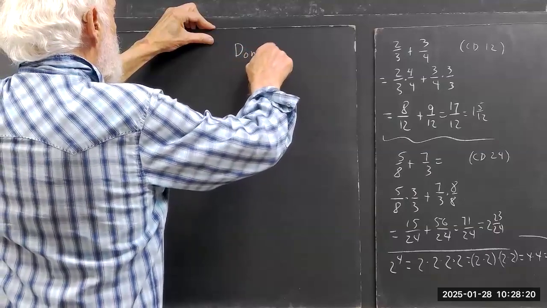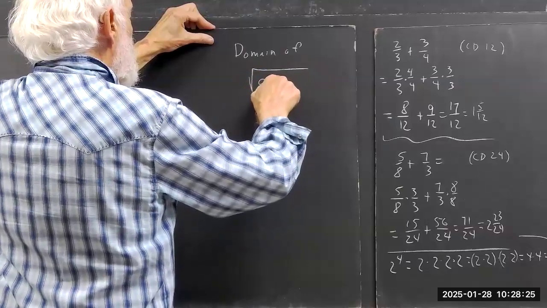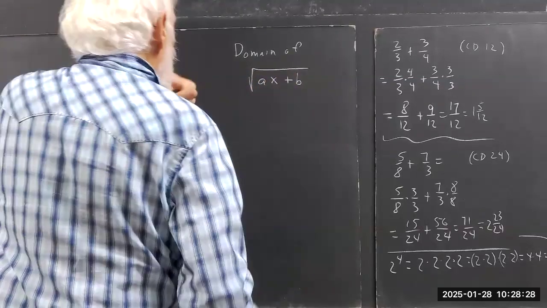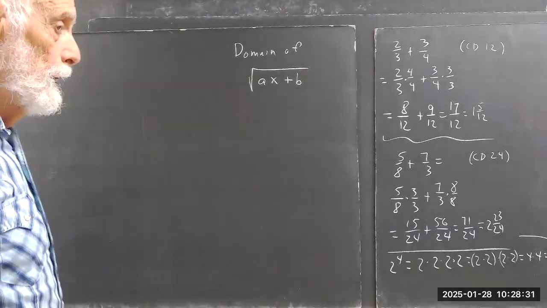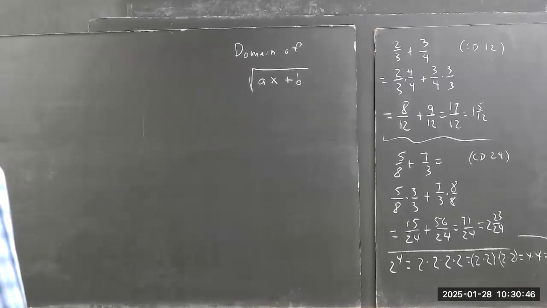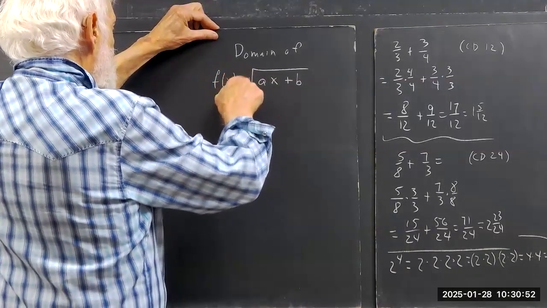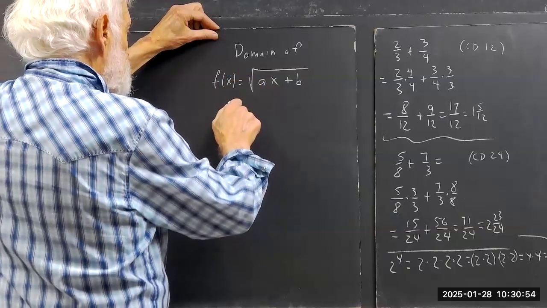The domain of the square root of ax plus b. You can see what I wrote down here. It's right here on the floor. Okay, now the square root of ax plus b, and let's give that a name. Call that f of x.